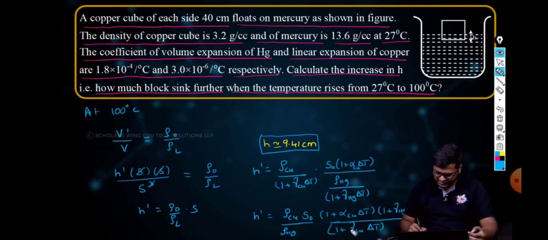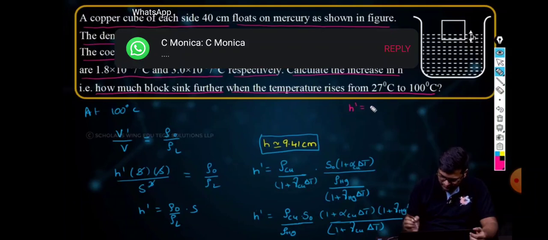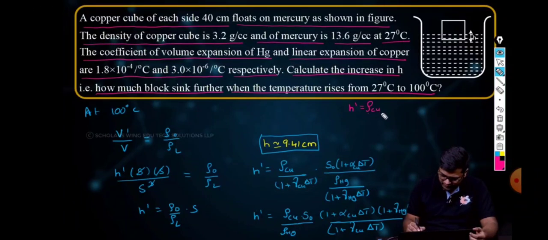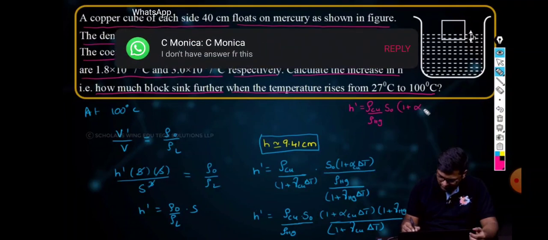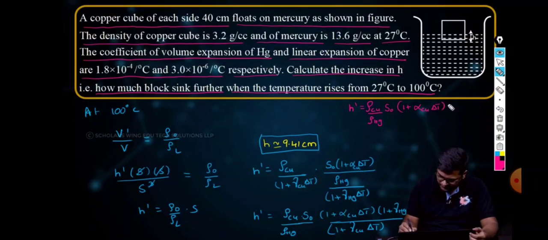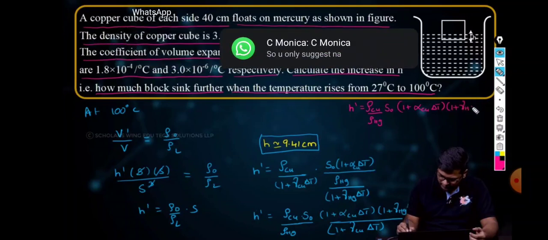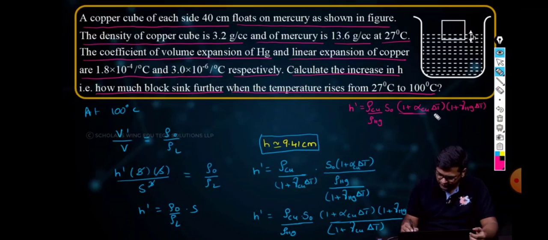Okay. This gamma of copper I can write as 3 times alpha, because the coefficient of volumetric expansion, cubical expansion, is equal to 3 times the coefficient of linear expansion. So from that I can write H dash is equal to density of copper by density of mercury into side length times 1 plus alpha of copper into delta T into 1 plus gamma of mercury into delta T, divided by 1 plus 3 times alpha of copper into delta T.